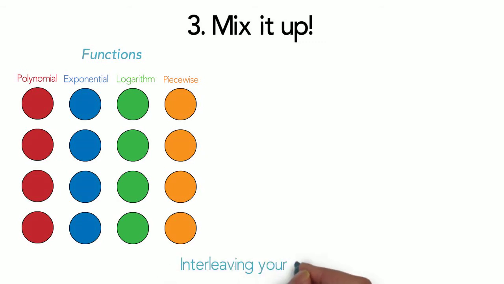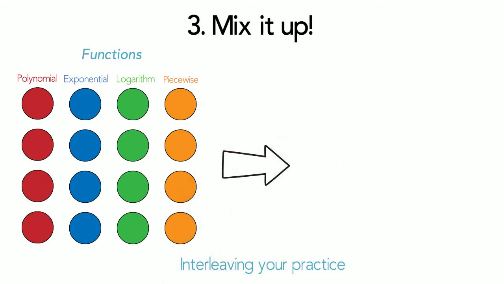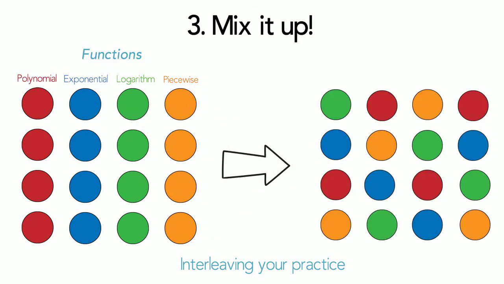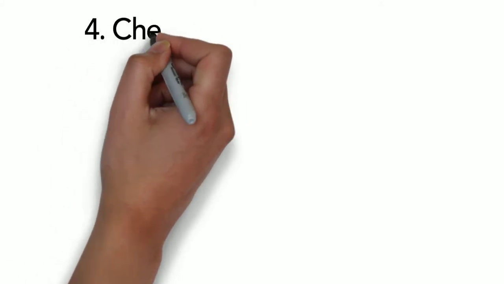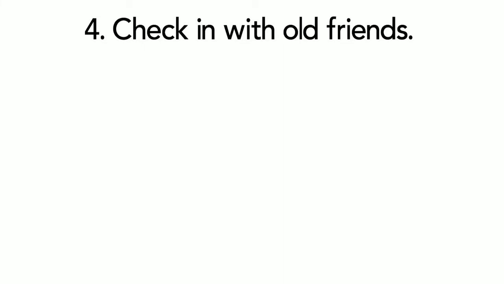Instead of spending an hour on problems from a single goal topic, work on problems from different modules simultaneously, so your brain learns to identify the problem type and find the steps to solve any problem in any order. It feels great to be able to do this. Strategy four, check in with old friends. We mean concepts and problem types, but maybe you're studying with old friends too, which is also great.